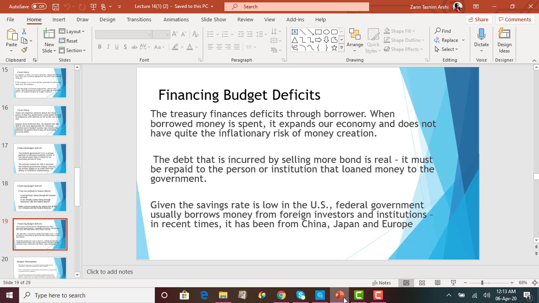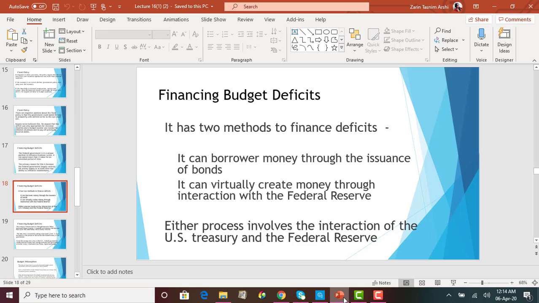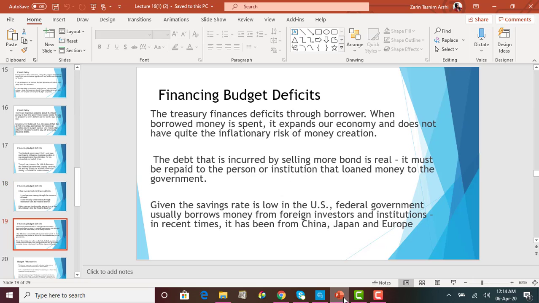It is always preferred to borrow money through the issuance of bonds, because when you spend borrowed money, it does not create inflation. On the other hand, if you print more and more money, it will create inflation. The price of goods and services will start going up, and that will be another problem. So out of these two options on slide 18, the first option is the preferred method because it does not create inflation, whereas the second option actually creates inflation in the market. Either way, they can use either one of the two to cover the deficit, but the first one is the preferred one.